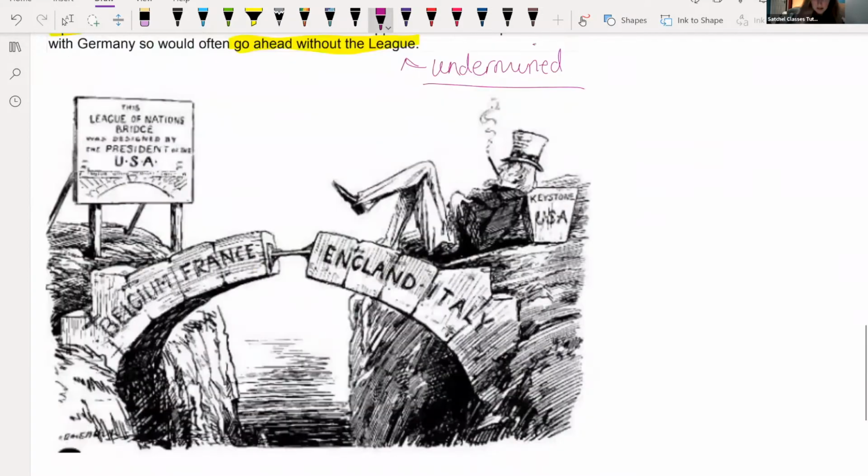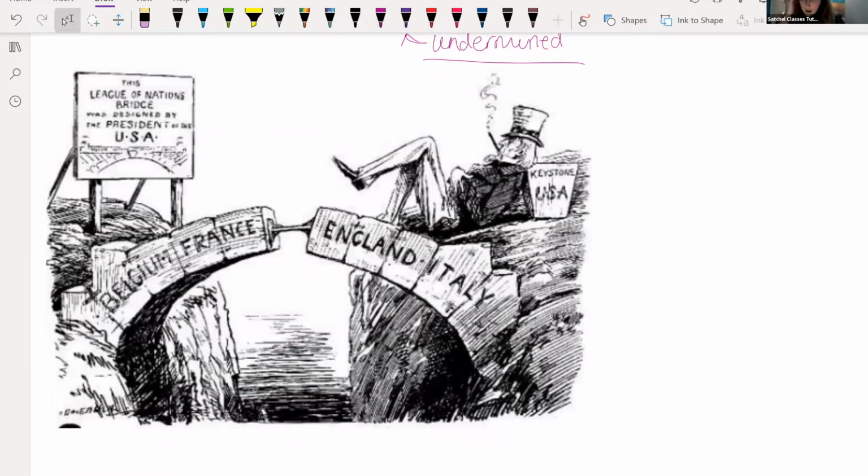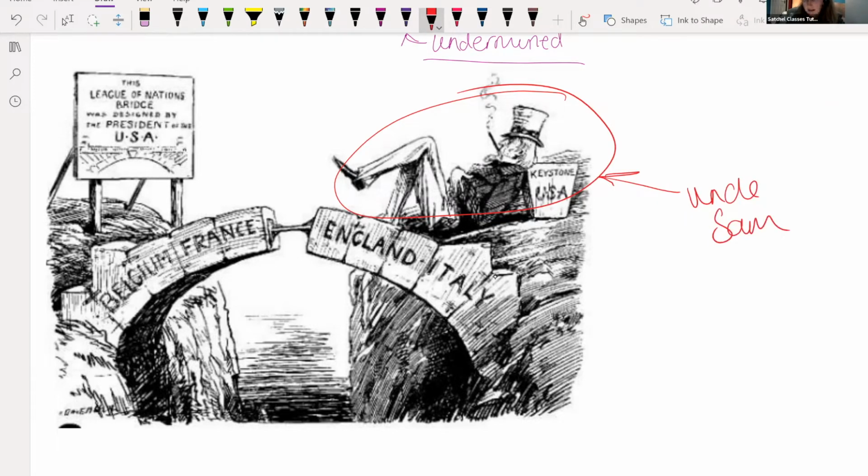So to finish off this section, then, we're just going to have a look at another cartoon that really shows what impact the lack of membership of the USA had. So again, it's really important to know your cartoons, to know your figures. This is Uncle Sam, and he is the figure that is used to represent the USA. You'll see him a lot in cartoons. Keystone, USA. Keystone means the most important stone. So this League of Nations bridge was designed by the President of the United States.